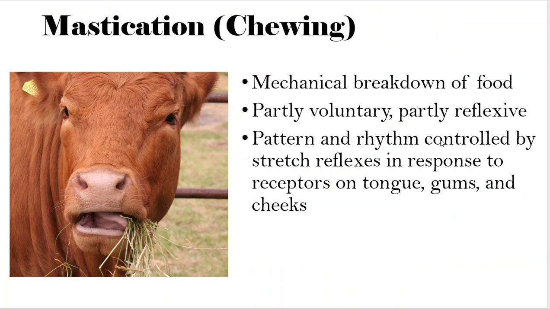Mastication: mechanical, voluntary, reflexive, pattern, rhythm, stretch reflexes, receptors on the tongue, gums, and cheeks. Although we can consciously control our chewing, a lot of times we just put it on autopilot, and that's where we say that it's partly reflexive.